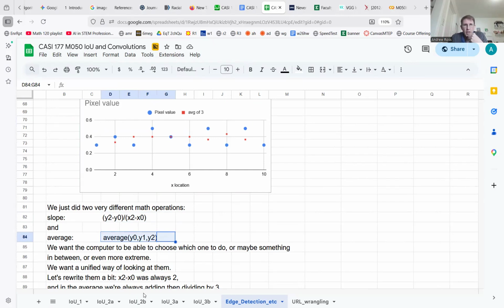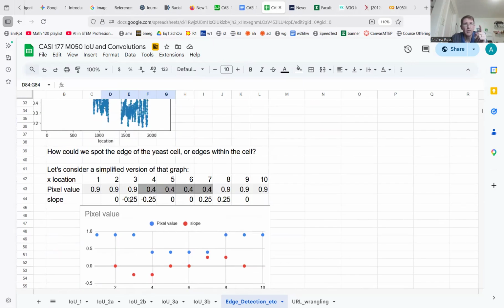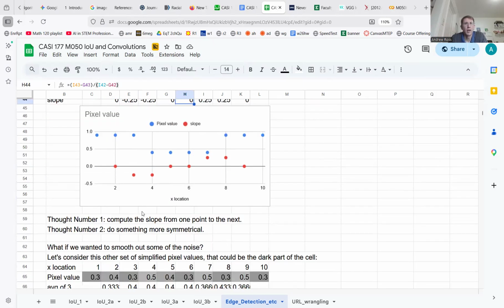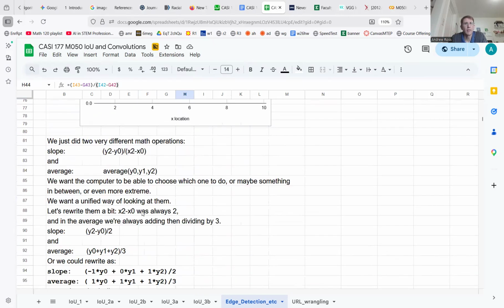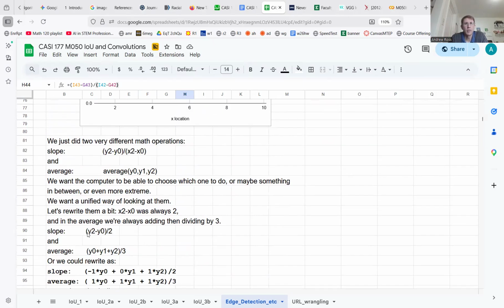Let's rewrite them a bit. X2 minus x0 in our computation up here, like 4 minus 2, 5 minus 3, 7 minus 5, that was always 2, right? And in the average, we were always taking the average of three things, so we're adding and dividing by 3. So the slope was y2 minus y0 divided by 2. The average was y0 plus y1 plus y2 divided by 3. So they feel a little bit more similar now.